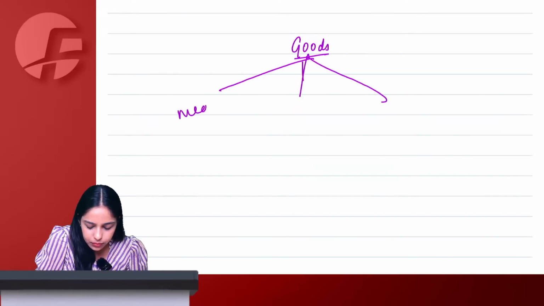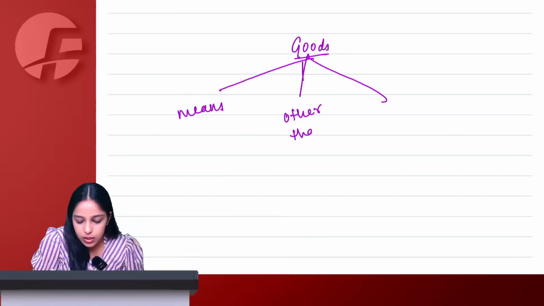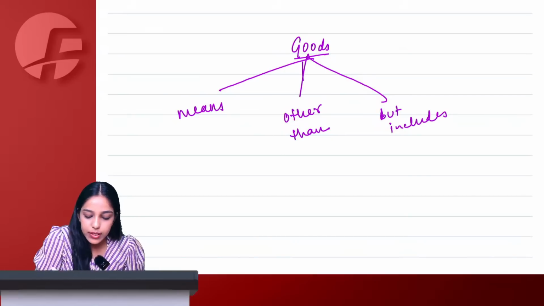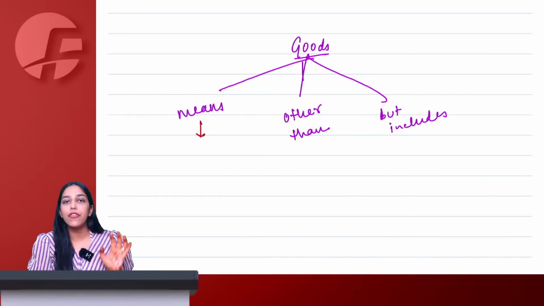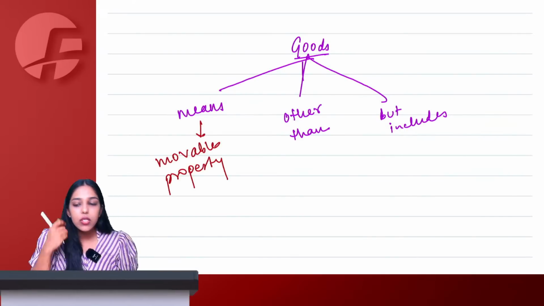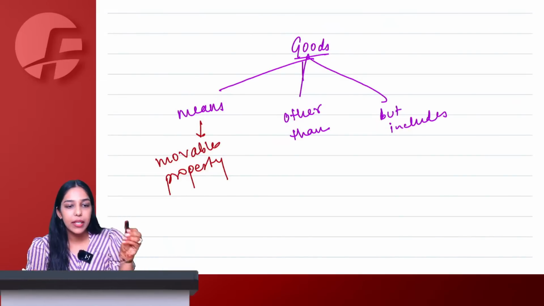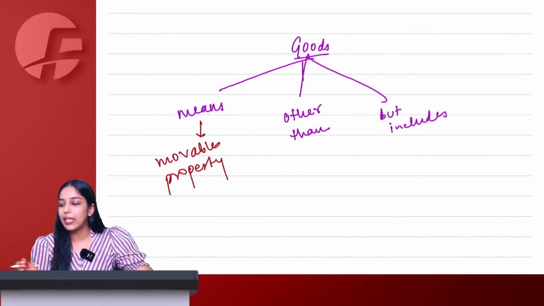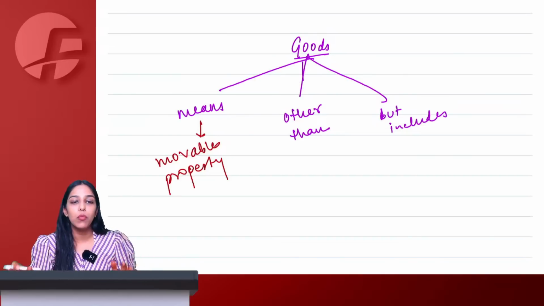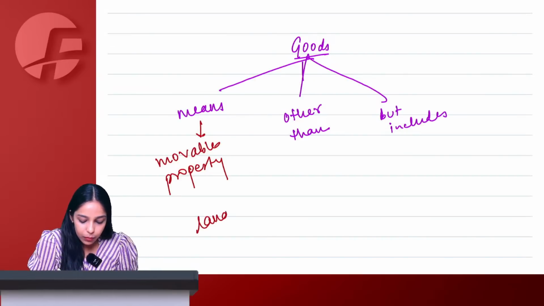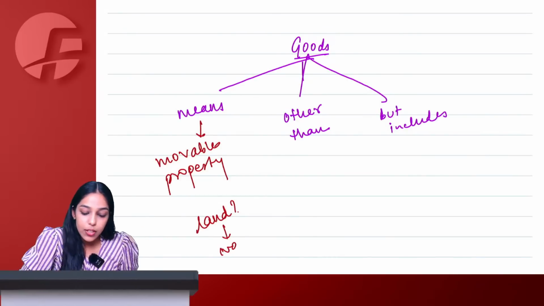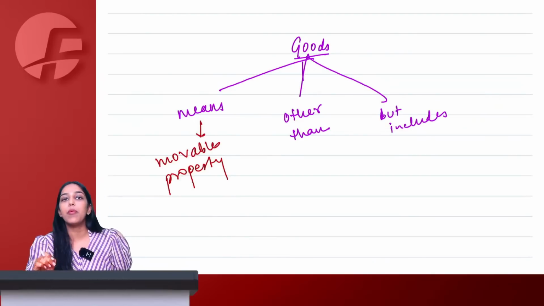Goods means, other than, but includes. Goods means is very simple. Goods: anything that you can see, you can move. So every kind of movable property is goods. Whatever you see around you, it could be a pen drive, a mobile phone, a water bottle, a calculator, medicines, makeup, stationery, everything that you can see and move is movable property. Tell me, is land a movable property? No ma'am. Therefore land is not goods, because land is an immovable property. So goods can be all kinds of movable property only.